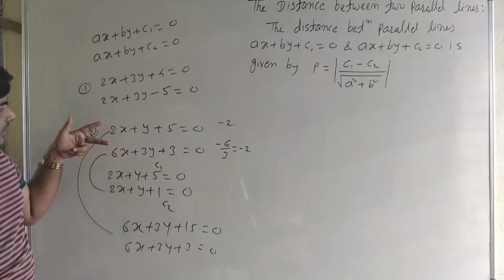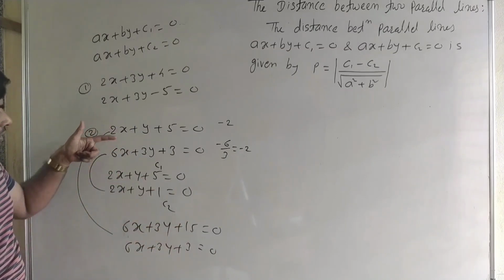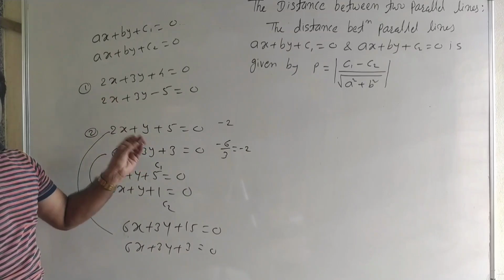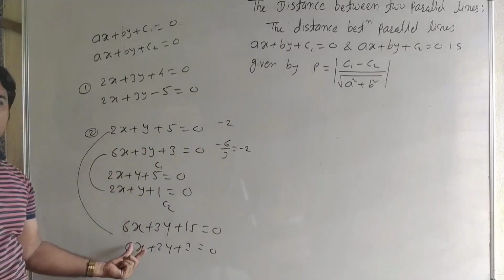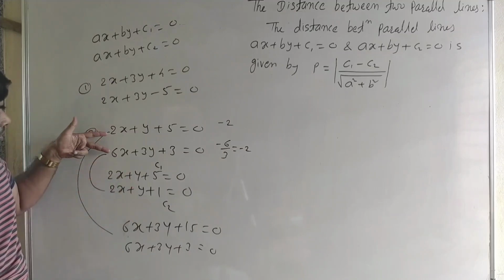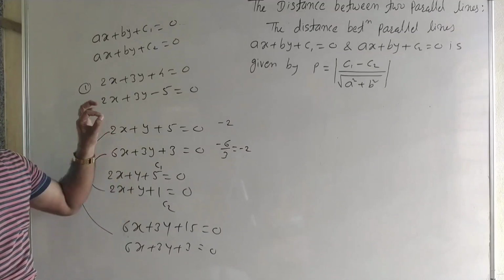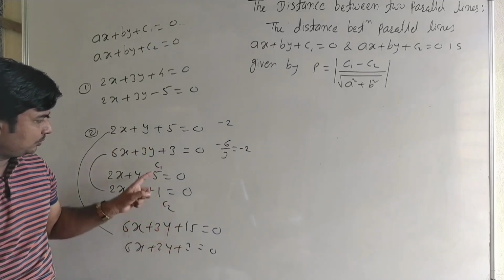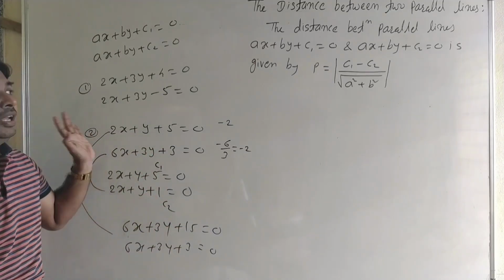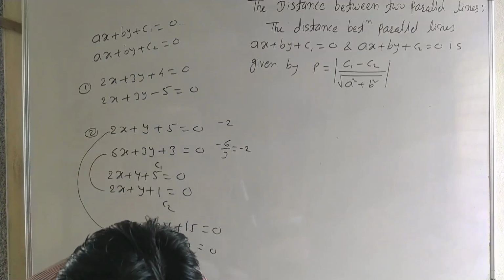Okay, these are the two parallel lines, but here the values of A and B are not the same. So we convert this equation into the form of this or this, any one form. Okay, the coefficients of x and y are the same, then the remaining constants are the values C1 and C2. Okay, here now we see the formula.